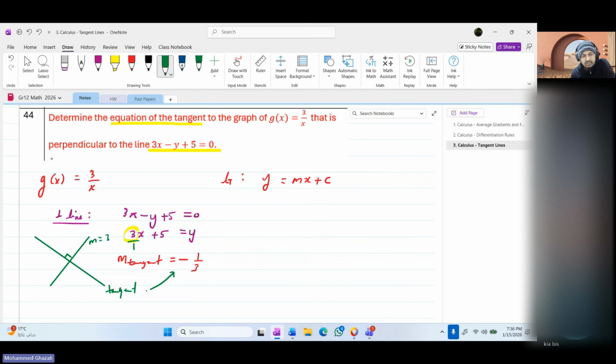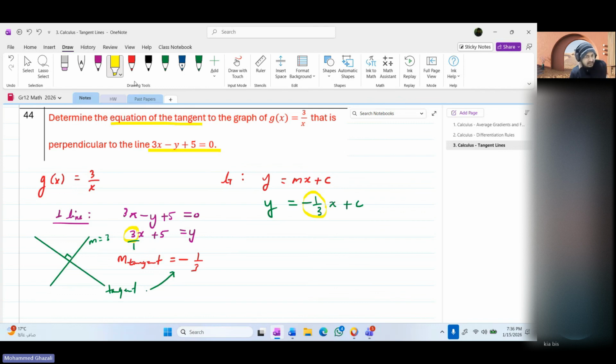They told us that it is perpendicular. Now, we can write down y equals negative 1 over 3x plus c. But now the question is, how did we get negative 1 over 3? How do you get negative 1 over 3?